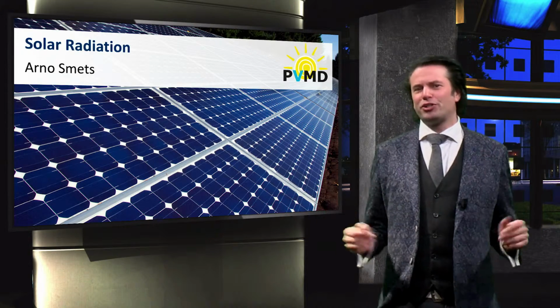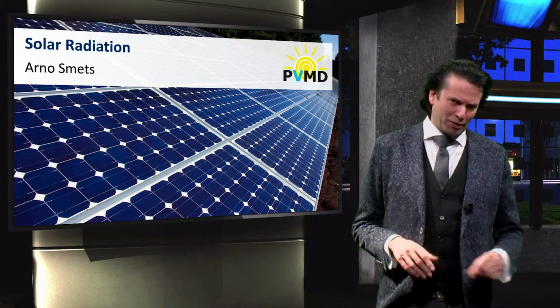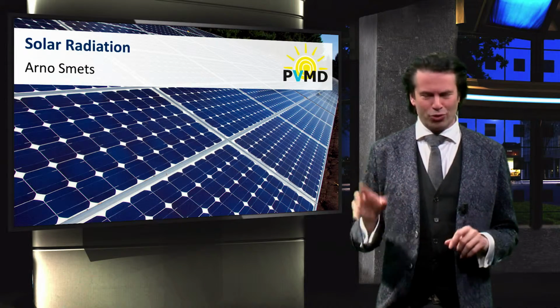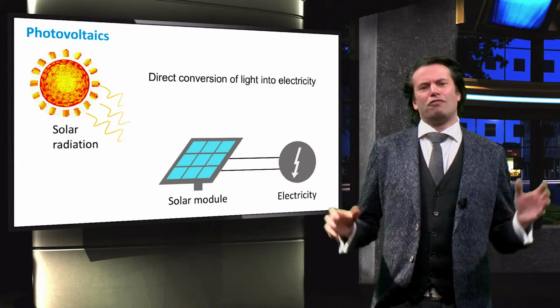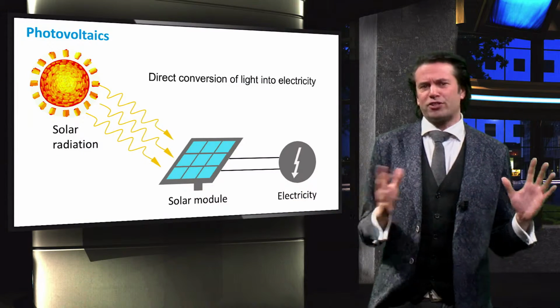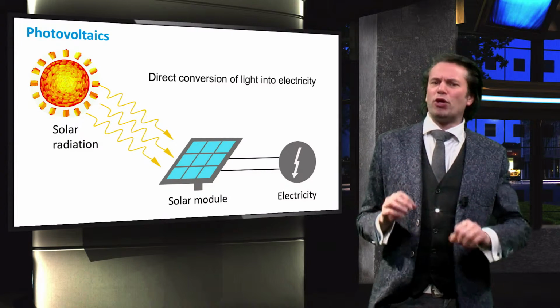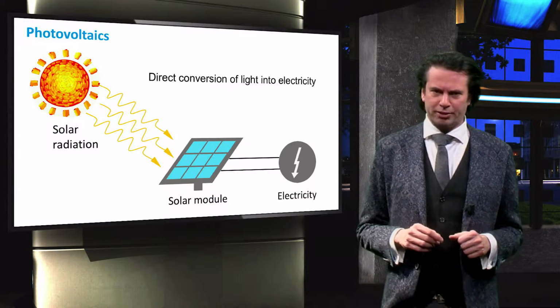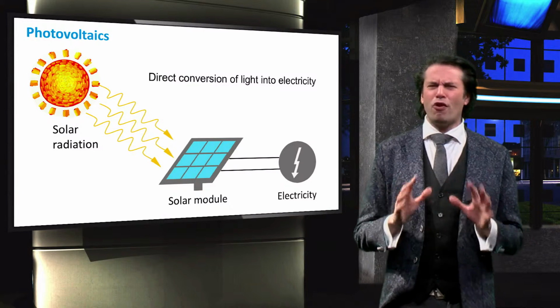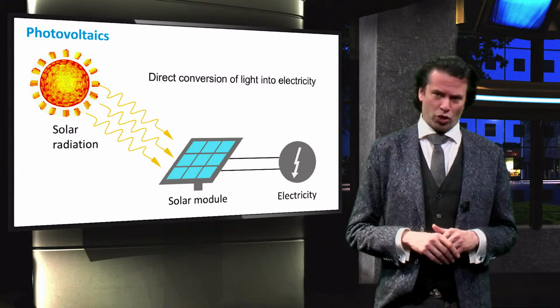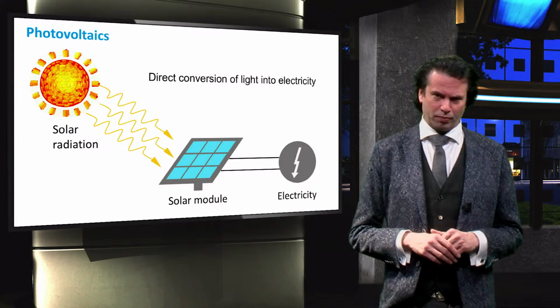After discussing the concepts of force, energy and power, we will now consider the energy conversion that takes place in solar cells. Photovoltaics involves the direct conversion of light into electricity. In the next video, we will learn how this conversion takes place. In this video, we will focus on some important properties of light and on solar radiation.